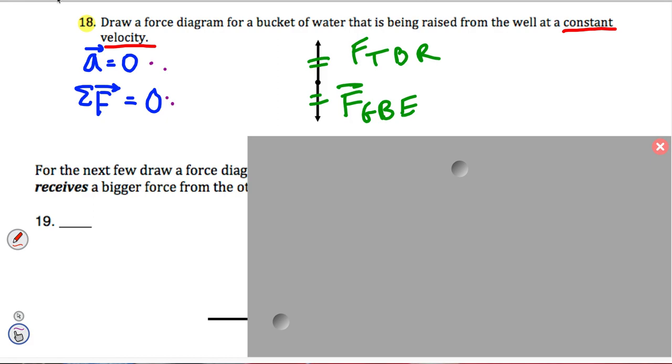I hope that helps for the force diagrams. And remember, for this season, this is all you've got to take care of. There's no need to do side 4.